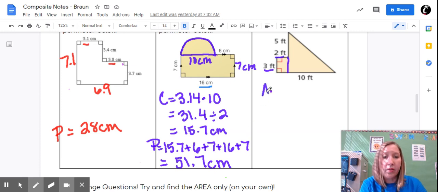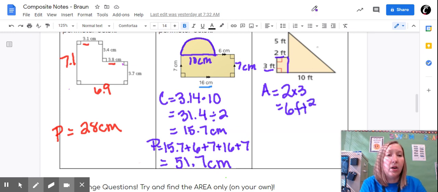So when I find the area of a rectangle, I do length times width. So I'm going to do 2 times 3. And I have 6 feet squared. All right, now I need to find the area of my triangle.